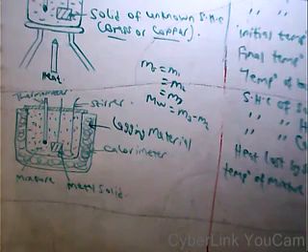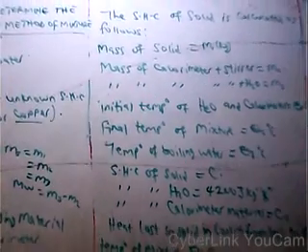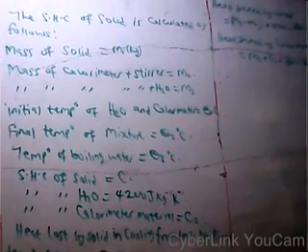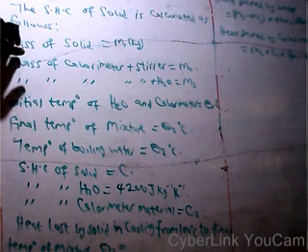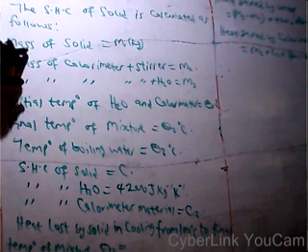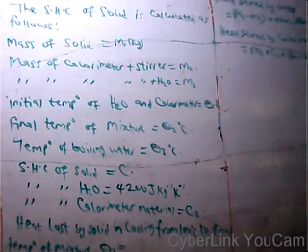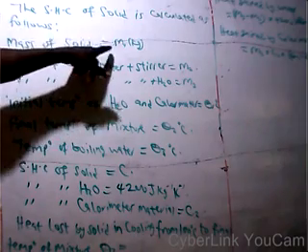So let's now see how we can calculate the specific heat capacity of that metal solid. The specific heat capacity of the solid is calculated as follows. Mass of solid. Don't forget I said we are going to record the mass of the solid. We use our beam balance to measure the mass of the solid, then we record it as M1.